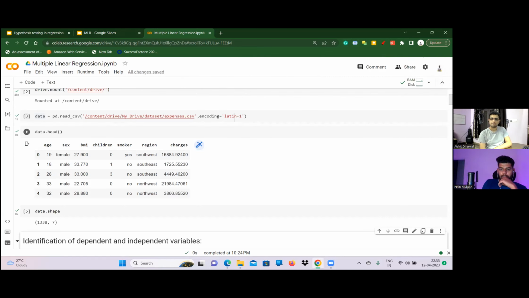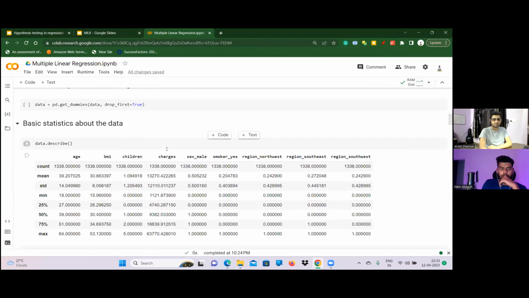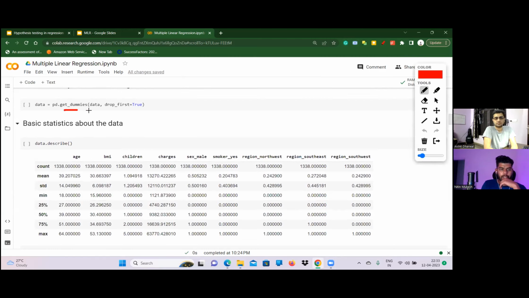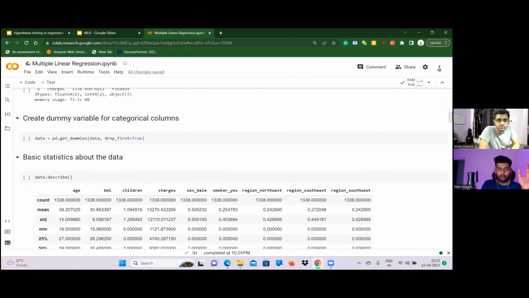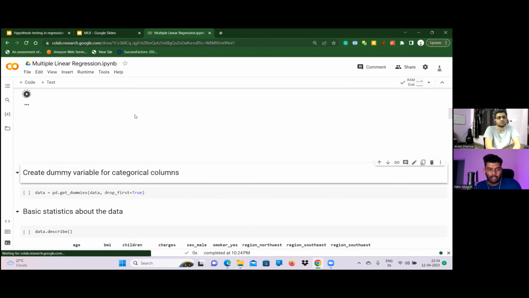Okay, so once we do this, what we can do is use a function in Python which is called get dummies. What this get dummies does is it will convert all your categorical features into this particular way, like we talked about. By default, it will detect the categorical features and convert them this way. So let's run this code and print the data.